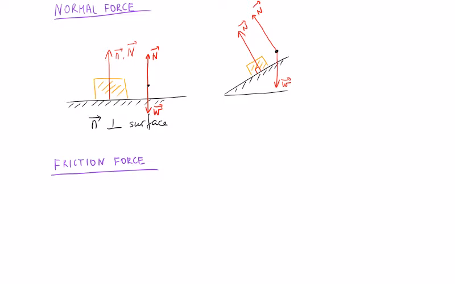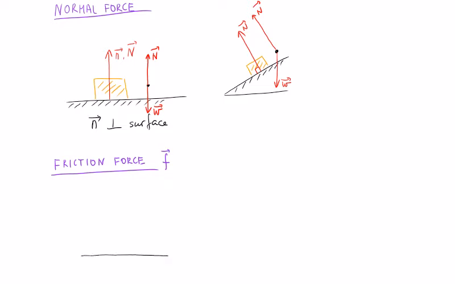And the symbol for friction is, as I said earlier, a lowercase f, okay? Because it's a very special force. Friction, like the normal force, is exerted by a surface. Unlike the normal force, however, the friction force is always parallel to the surface.